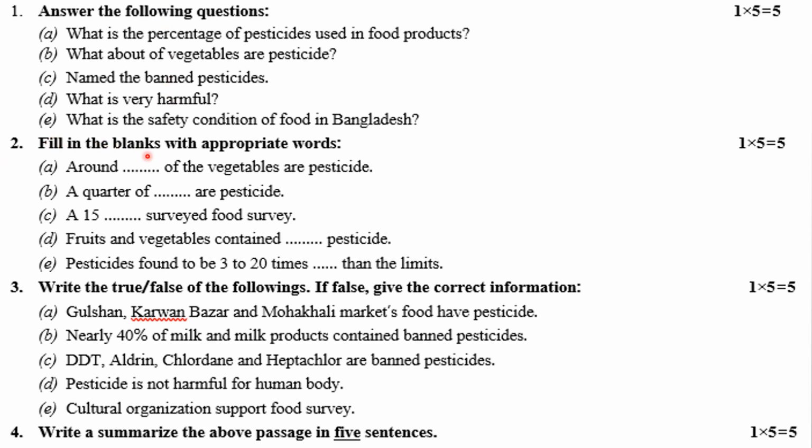Number two, fill in the blanks with appropriate words. There are some incomplete sentences, and you have to fill in the gaps with single words. Number three, write true or false for the following statements; if false, give the correct information. These are true false questions. And number four, write a summary of the passage.